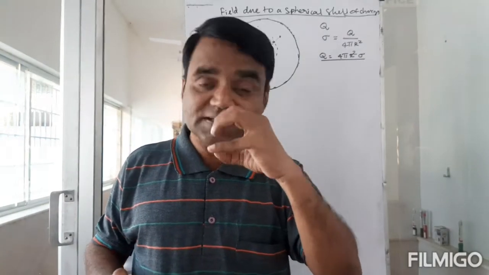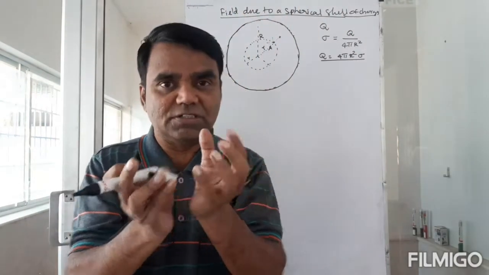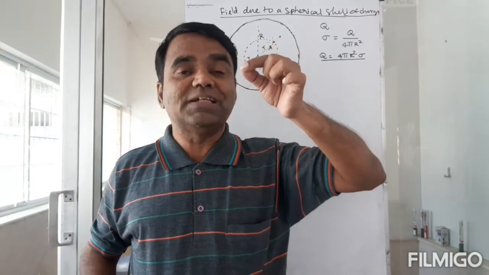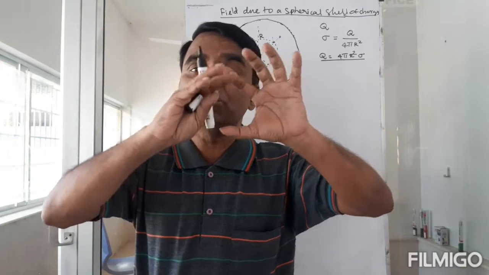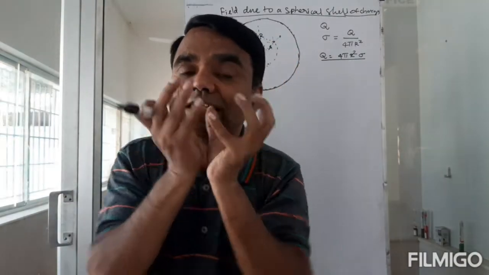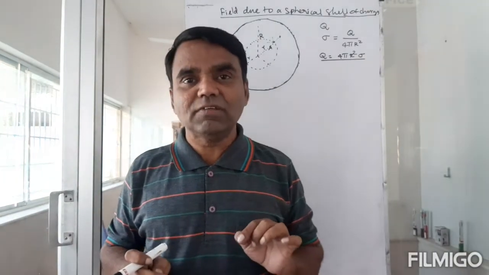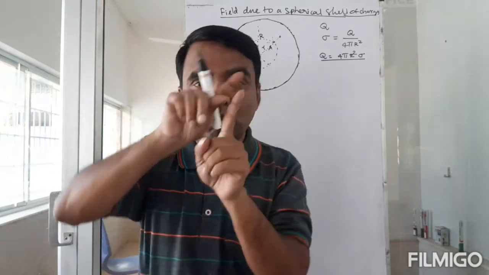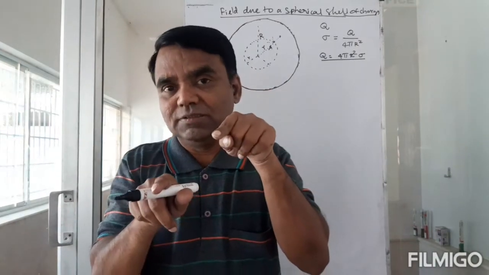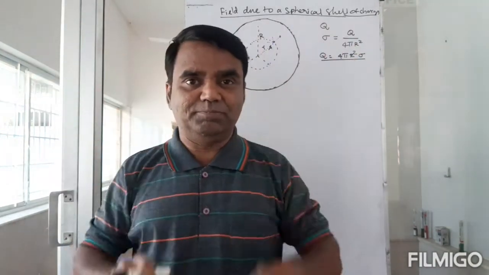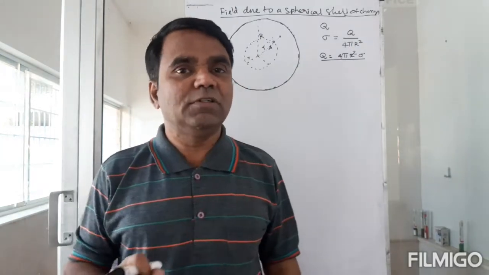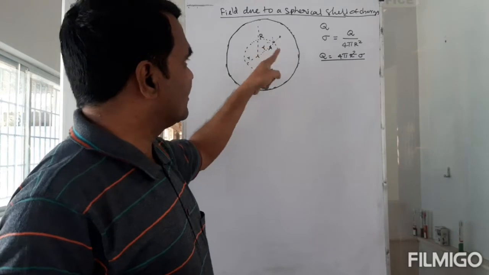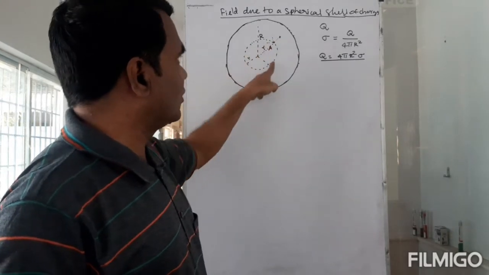Okay? There is no sphere inside, only the shell is present. Now I am trying to find E only for this point, but I am imagining this point to be on an imaginary sphere. And I know that all the points on the imaginary sphere will have the same E value because it's symmetrical about the center. So E will be the same for all of them.